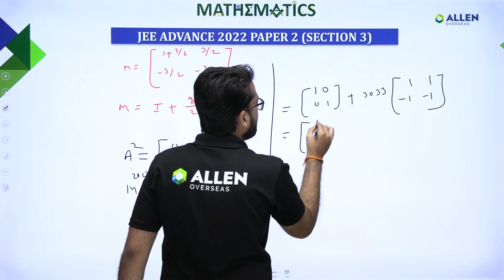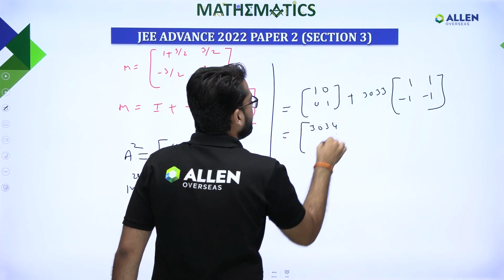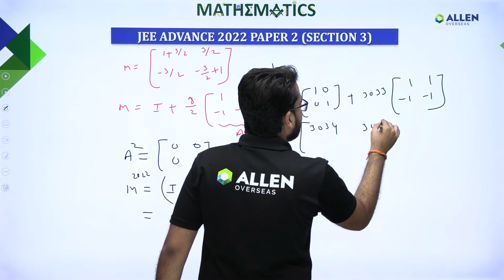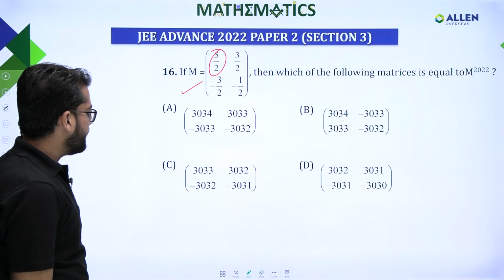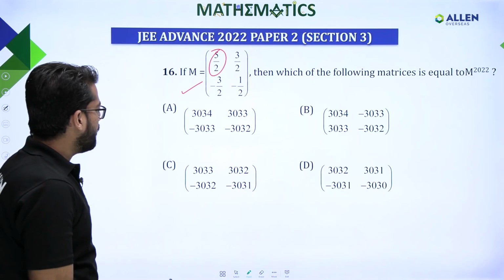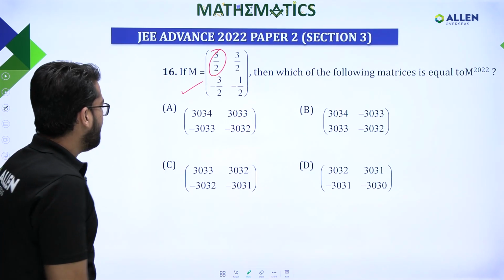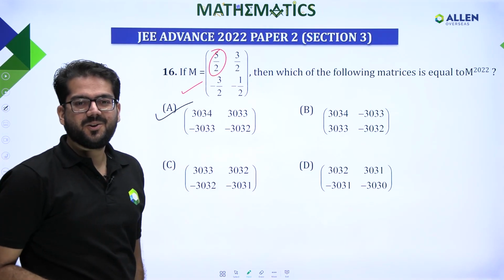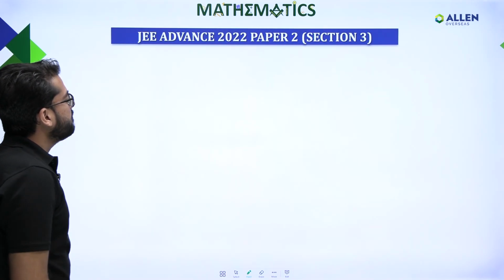Now we can conclude here 1 plus 3033, so we have 3034, and here we have 3033. Again, no need to solve further, you can check the options: 3034, 3033, 3034, 3033, only the first option is the correct one. Hope it is clear to everyone. It's a very easy question in paper 2.